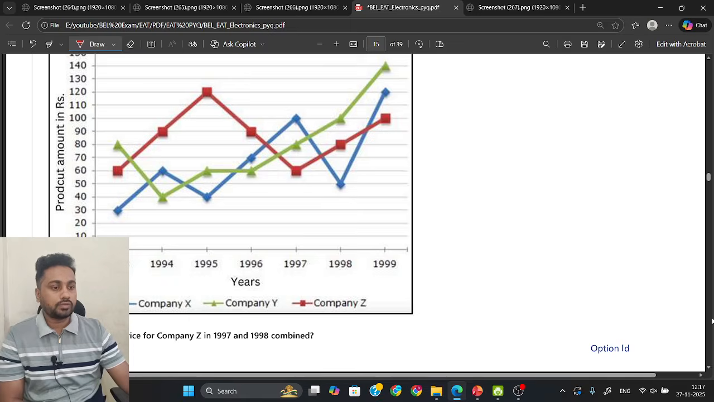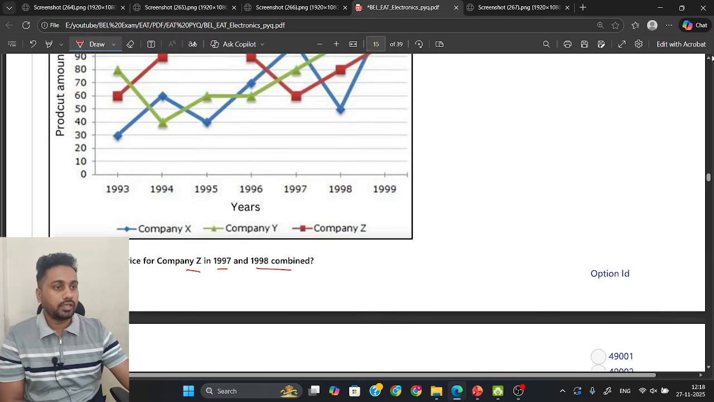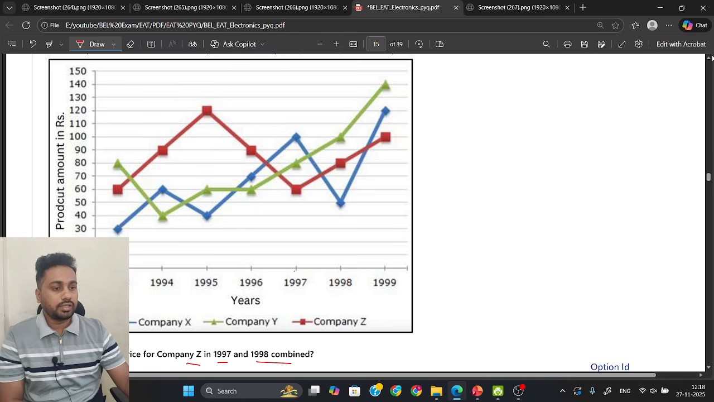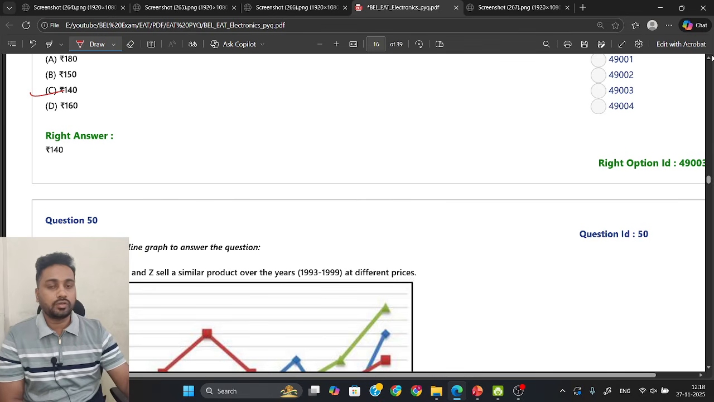Okay. Now the next one is, what was the total price of company Z in 1997 and 1998 combined? Both together combined he is asking. So 1997 and 1998 for company Z. Here in 1997 it is 60, and in 1998 it is 80. So if you do the total, you will get 140. So 140 is your answer. Option C is your right answer.